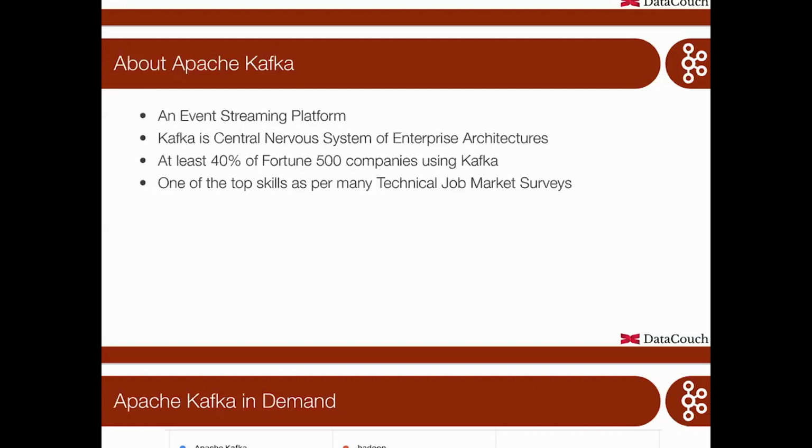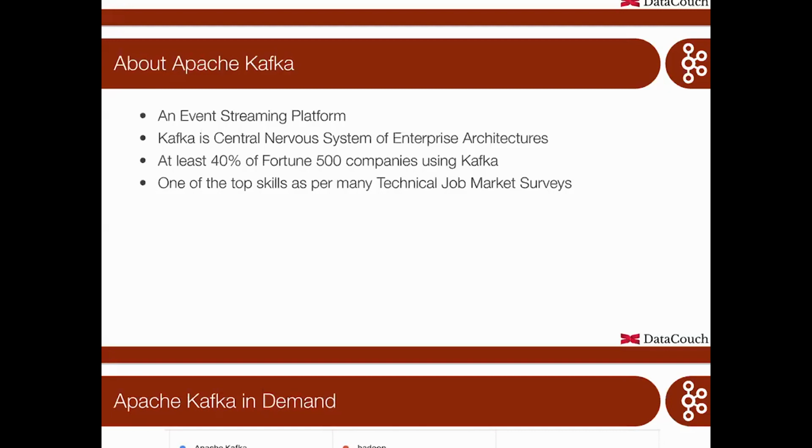This functionality was completed in 2018. Initially, it started as a pub sub, but in between many things were added in Kafka, so it evolved into a complete event streaming platform. Now Kafka is the central nervous system of enterprise architectures.